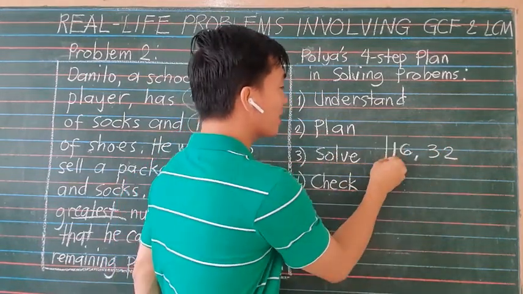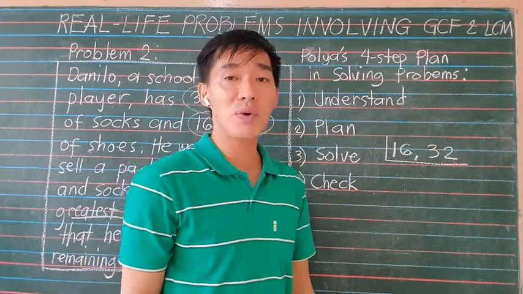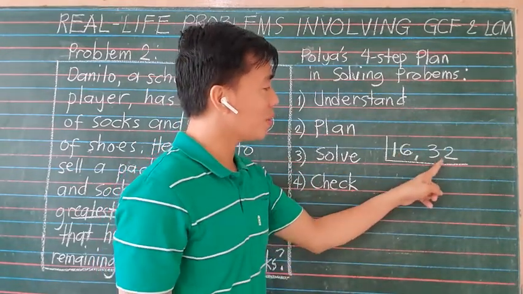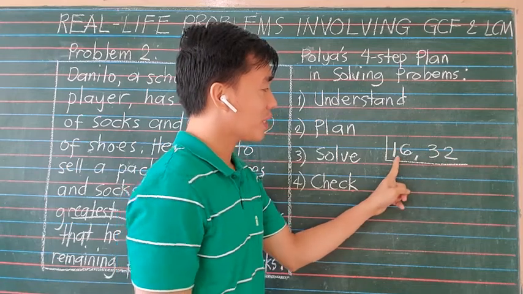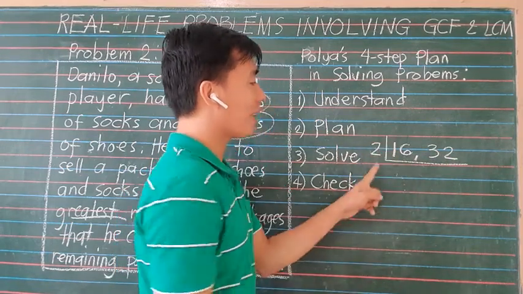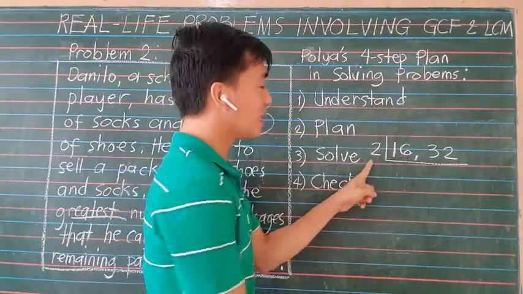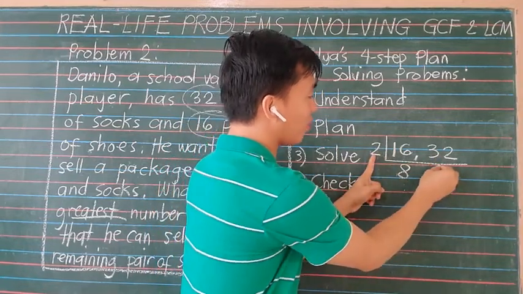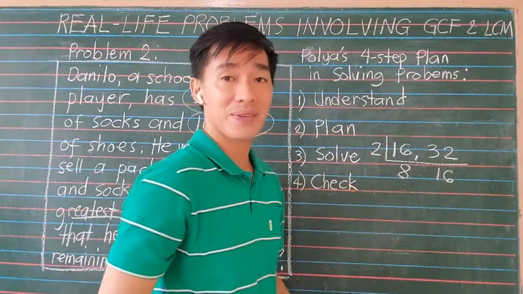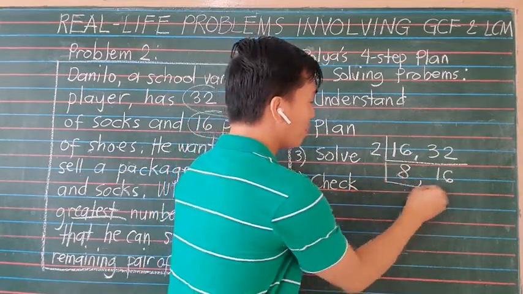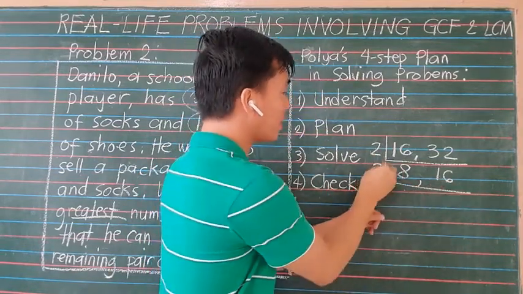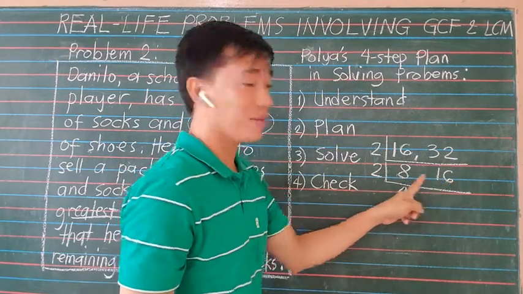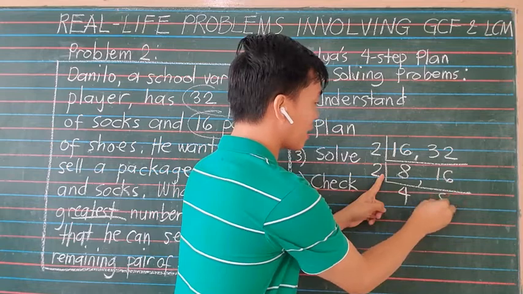In order for us to get the GCF, we will use continuous division. So what number could divide both of them? Both numbers are divisible by the prime number 2. So 16 divided by 2 is 8. 32 divided by 2 is equal to 16. Next, both numbers could still be divided by 2. So 8 divided by 2 is 4. 16 divided by 2 is 8.